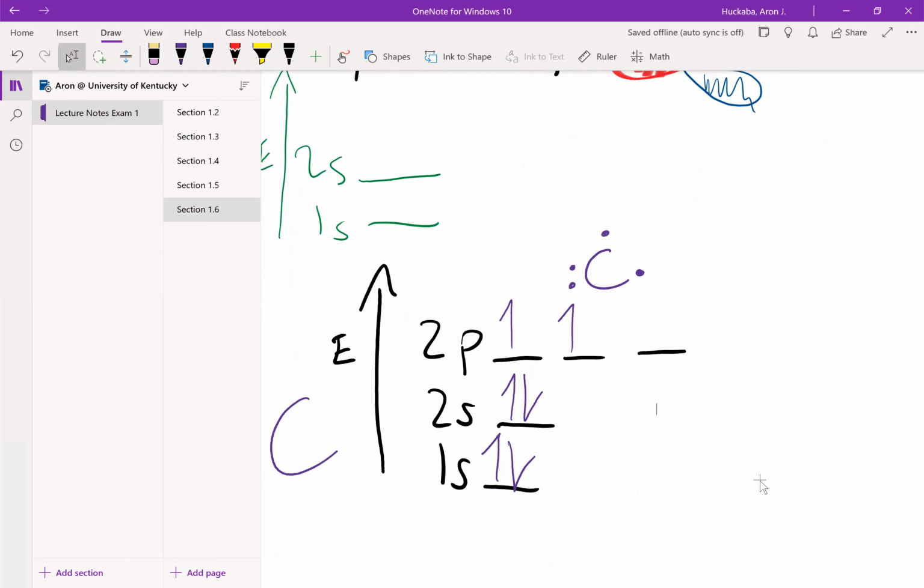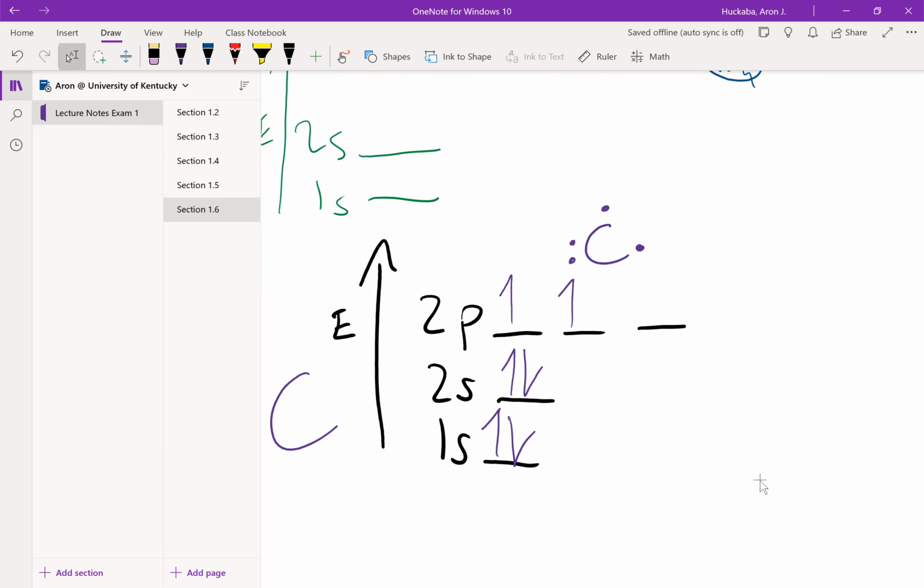Right now, we have 2 half-filled degenerate orbitals and 1 empty. But we can actually lower the overall energy of all the orbitals by doing what's called hybridization, or by hybridizing all 4 of these second shell orbitals, all the valence orbitals possible.